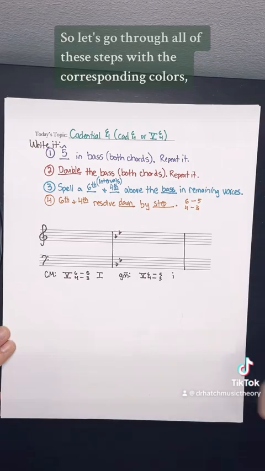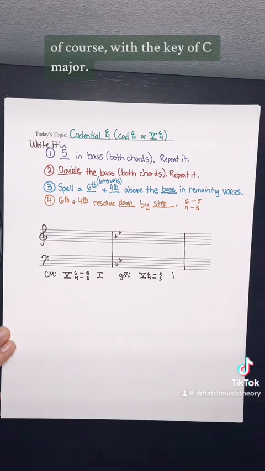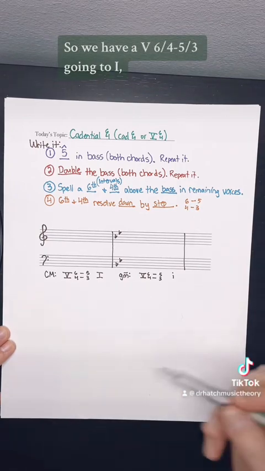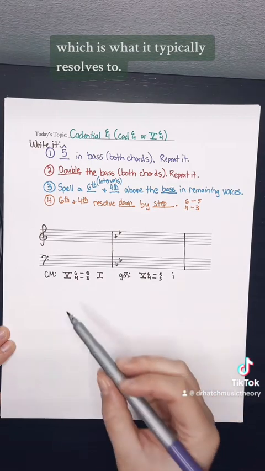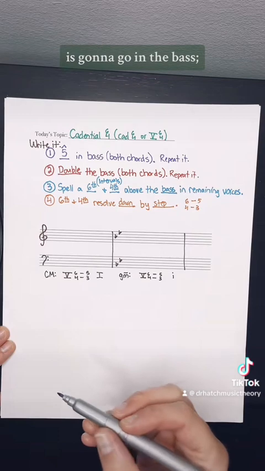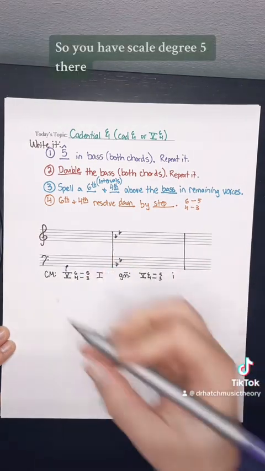So let's go through all of these steps with the corresponding colors, of course, with the key of C major. So we have a 5/6/4/5/3 going to 1, which is what it typically resolves to. So in the key of C, scale degree 5 is going to go in the bass. Scale degree 5 is going to be G. So you have scale degree 5 there.